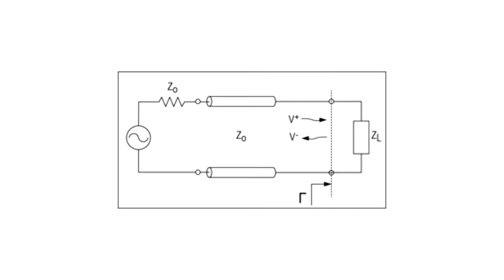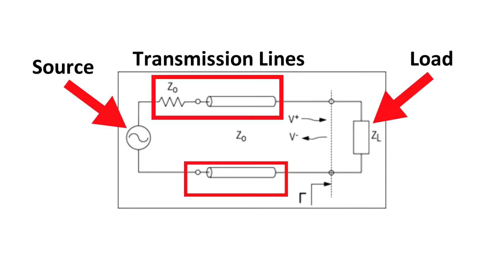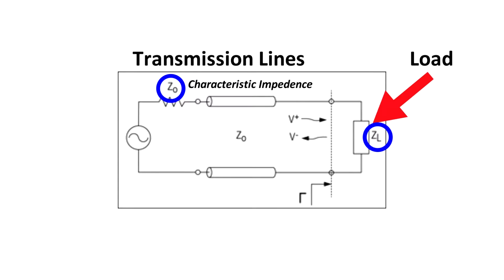Here's a circuit diagram with a load on the right and a source on the left. The source is able to send a signal to the load via transmission lines. Notice that the load has an impedance, ZL. The transmission line impedance, Z0, is often called the characteristic impedance.